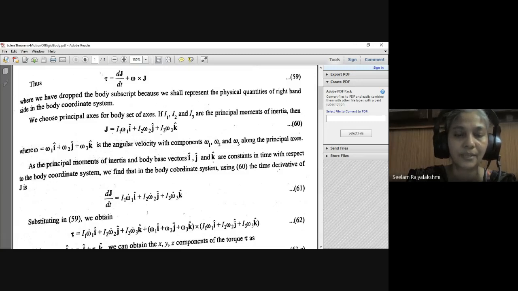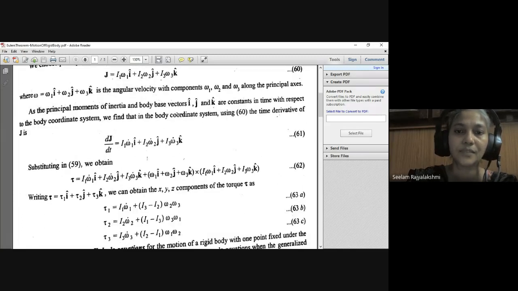So omega 1, omega 2, omega 3 with i, j, k vectors: omega cross J means I1 omega 1 plus I2 omega 2 plus I3 omega 3. That means we are substituting in equation number 59. So dJ by dt we already know, we have in equation number 61. We are replacing dJ by dt here, and omega is omega 1 plus omega 2 plus omega 3. J is nothing but I omega, in three components we have written here. So this is equation number 62.